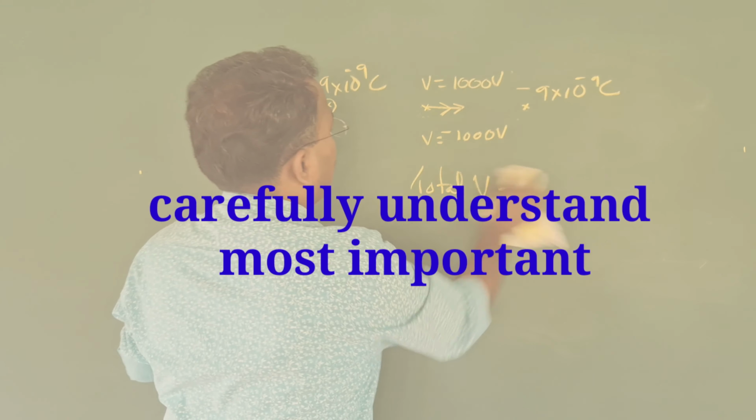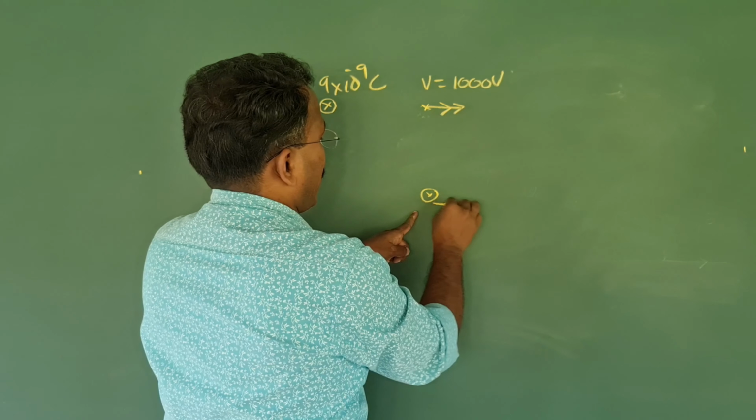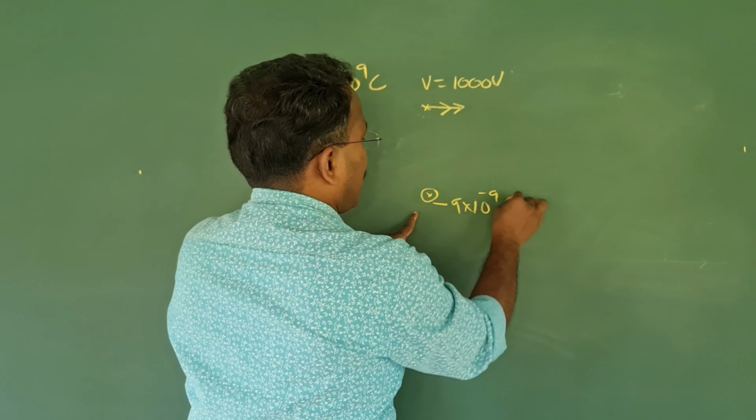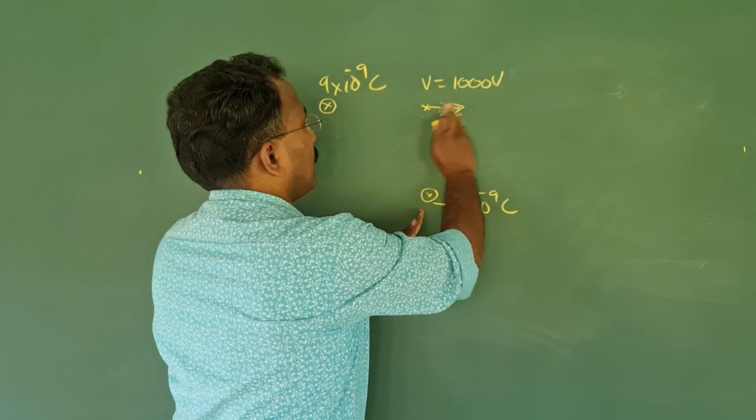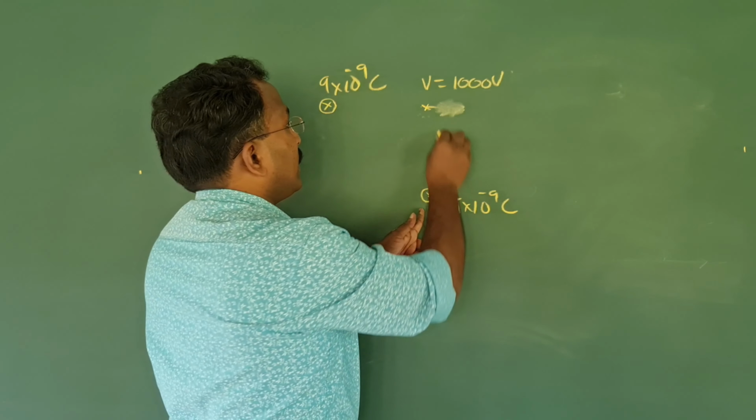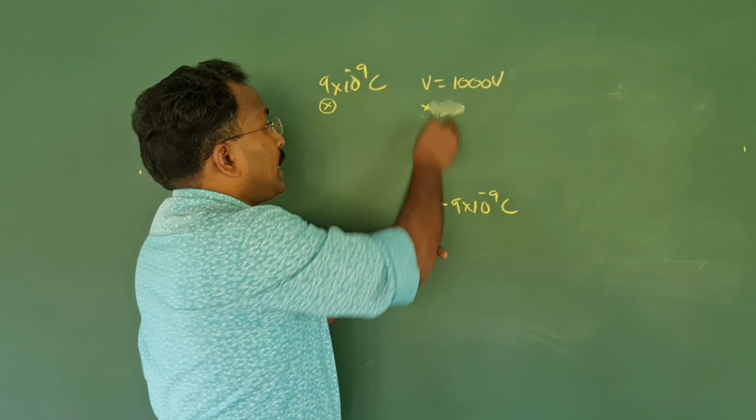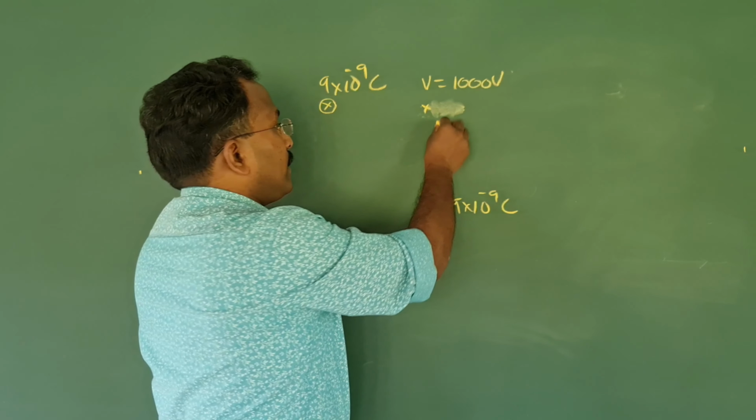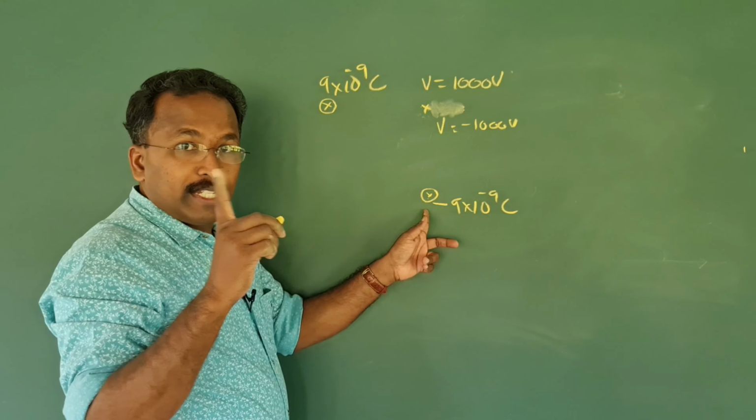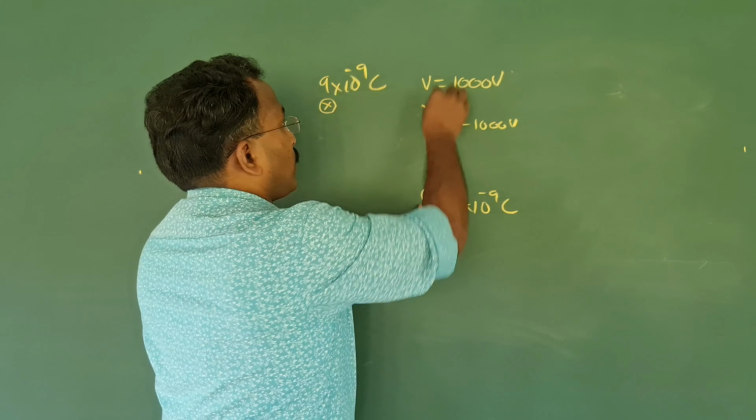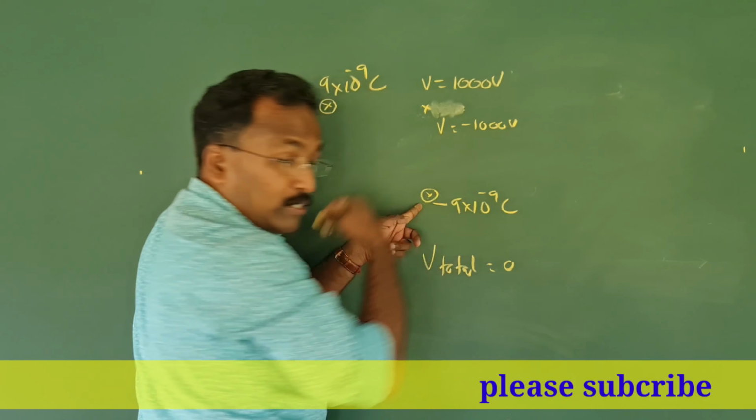Imagine that charge is here, 9 centimeter here, minus 9 into 10 raised to minus 9 coulomb. Understand this? Both charges produce electric field there. The potential at this point, again V is equal to minus 1000 volt. So the total potential V total will be equal to 0.